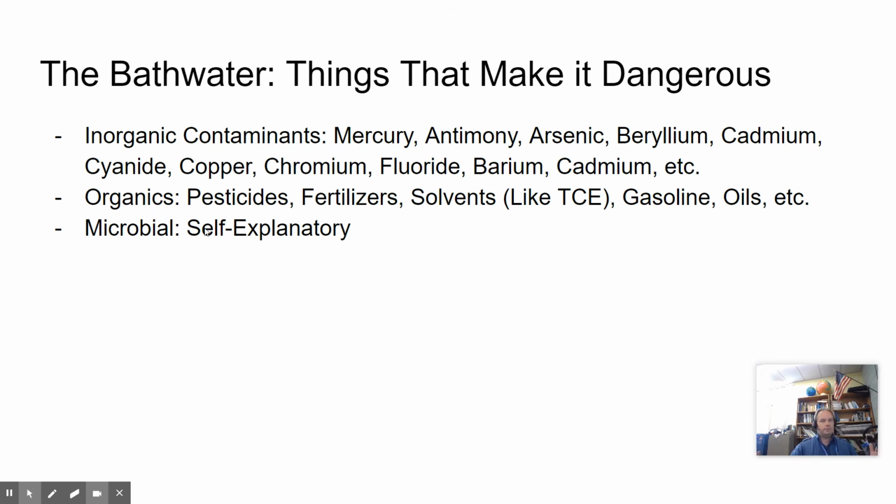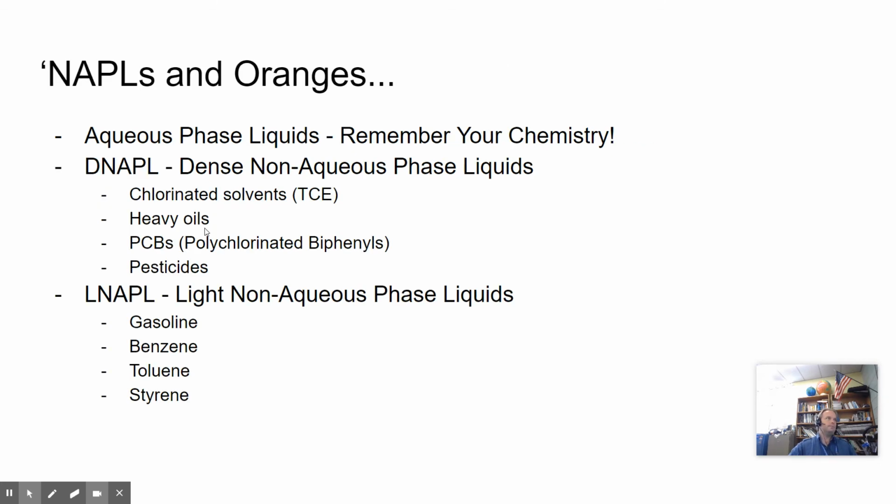And then microbial, you know, bacteria, E. coli, cholera, and so forth. Some of these are what we call NAPLs, LNAPLs and DNAPLs, non-aqueous phase liquids. A dense non-aqueous phase liquid includes things like heavy oils, things that are denser than water. They're going to move to the bottom of an aquifer, and then you have to try to clean them out from there.